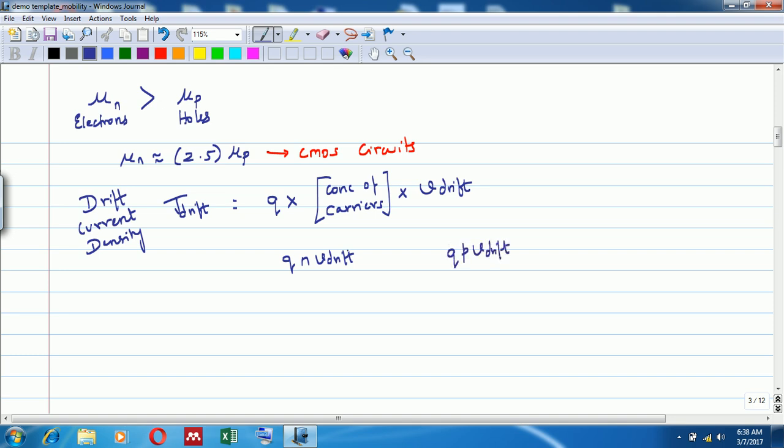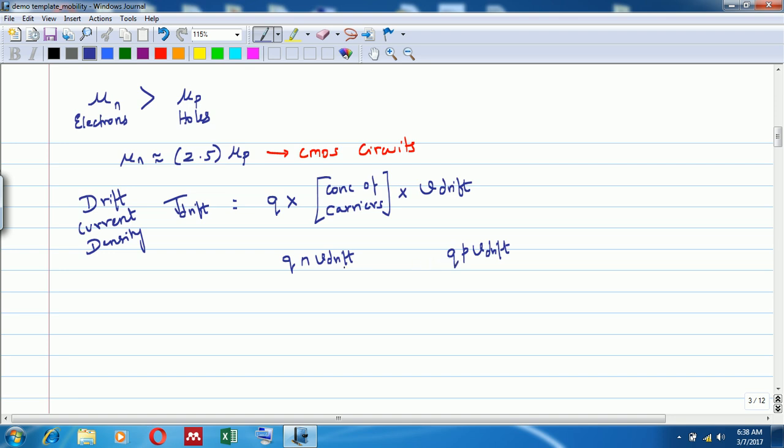So what is N? N is the concentration of electrons, which is expressed in per centimeter cube. P is the concentration of holes in the semiconductor. This is also expressed in per centimeter cube.